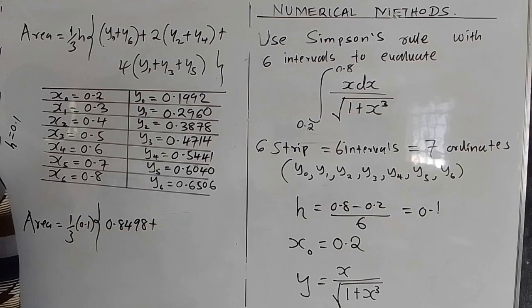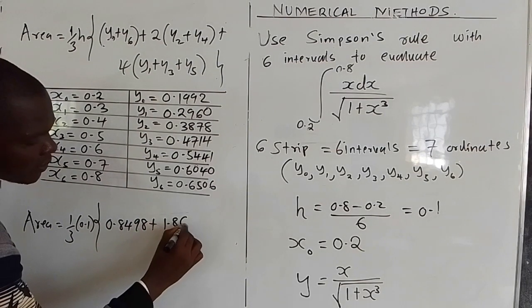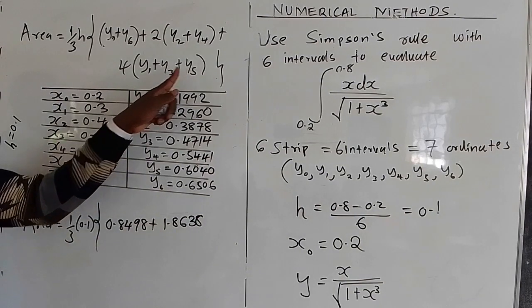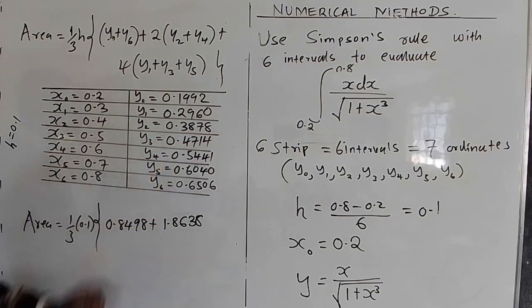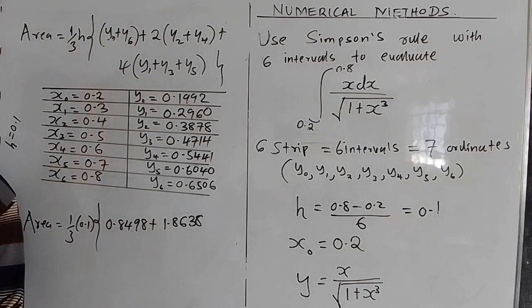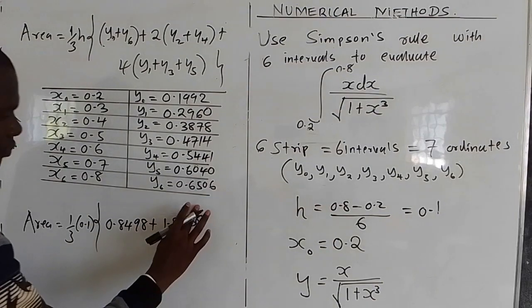You put your y2 plus y4, then you multiply the answer by 2. What do we have for this part? 1.8638. Then y1 plus y3 plus y5, then you multiply the answer by 4. What do you get if you multiply the answer by 4?